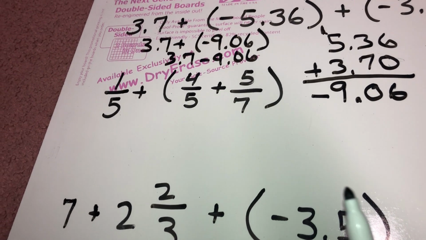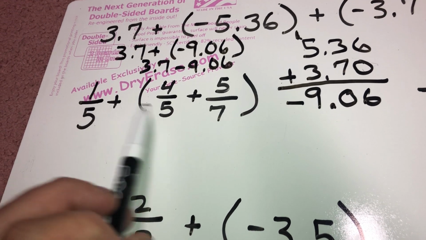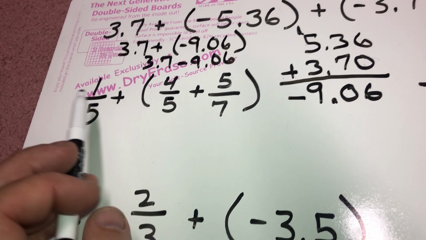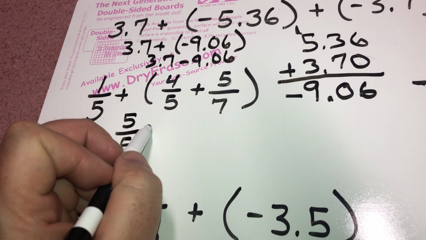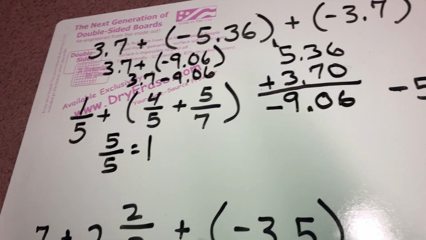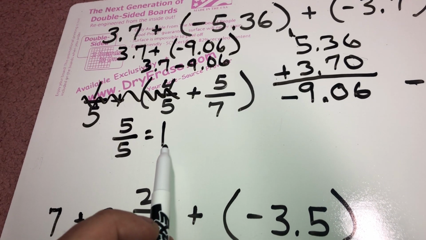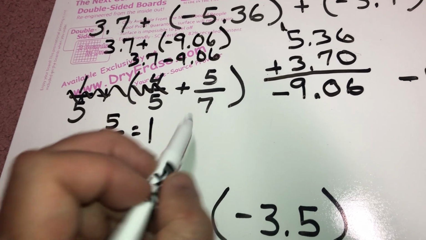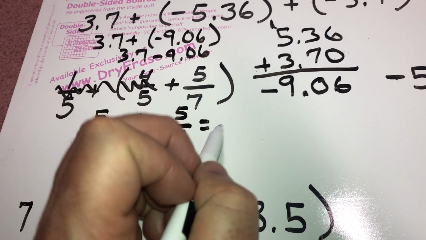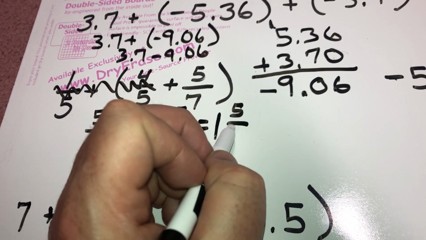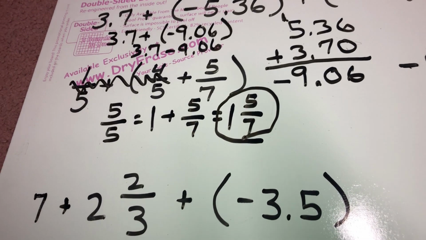So this is a perfect example of something that we want to look at. And we see two numbers that can very easily be added together. Same denominator. 1/5 plus 4/5 is 5/5, and I know that 5/5 equals 1. So this part right here, I know equals 1. And well, then if I add to the 1, this 5/7, 1 plus 5/7, I know that that just equals 1 and 5/7. And there you go. All right, moving right along.